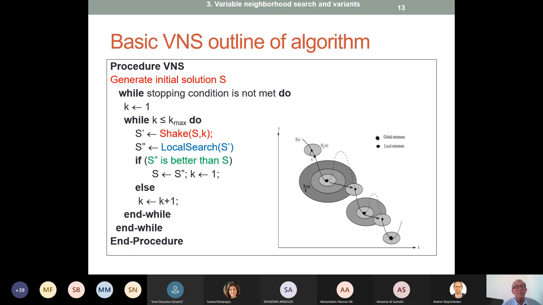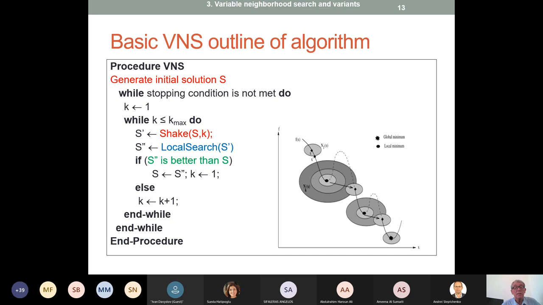So while K is less than K max, the single parameter of variable neighborhood search is the number of neighborhoods you are using. So it is K max. This is the inner loop. But the outer loop, while some stopping condition is not met, do. The stopping condition could be a maximum number of iterations, the CPU time you want to spend to get this solution, or the number of unsuccessful iterations before you stop. So you say I try 10 times going to the maximum neighborhood that I predefined, and 10 times I didn't get improvement, stop. Those could be possible stopping conditions.